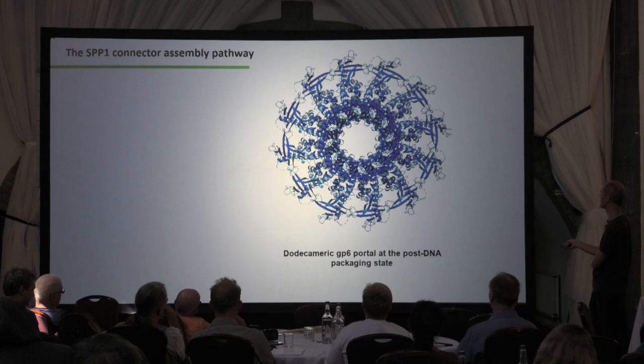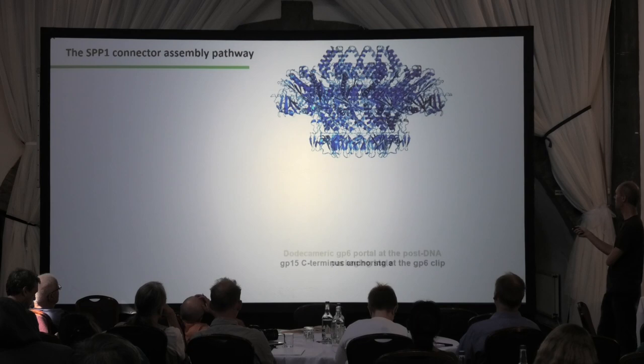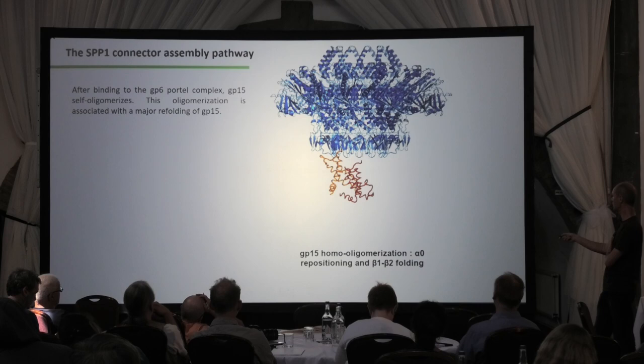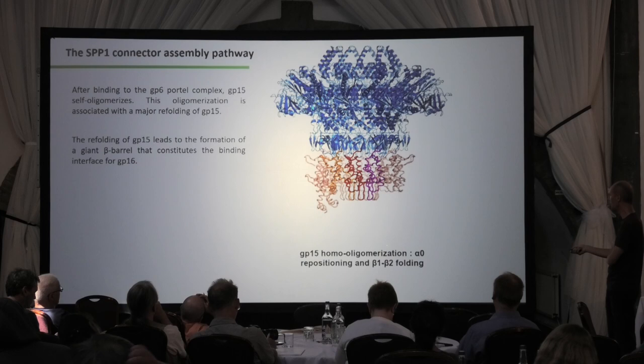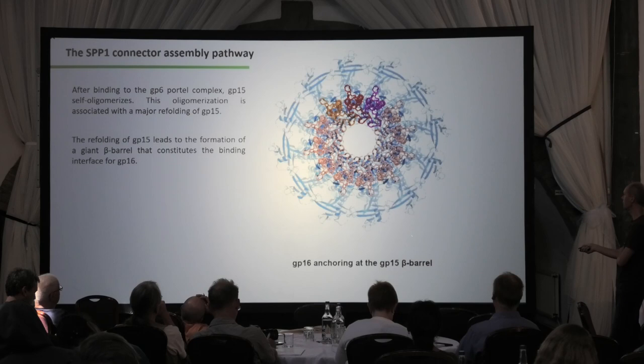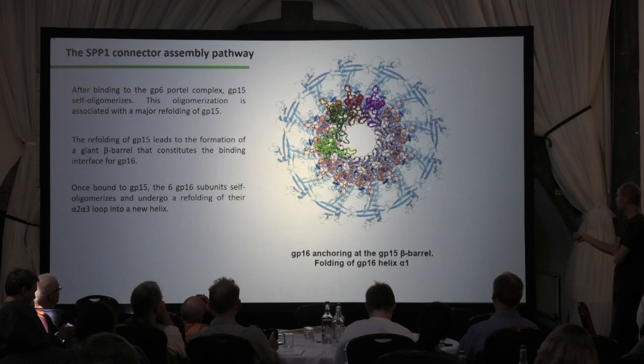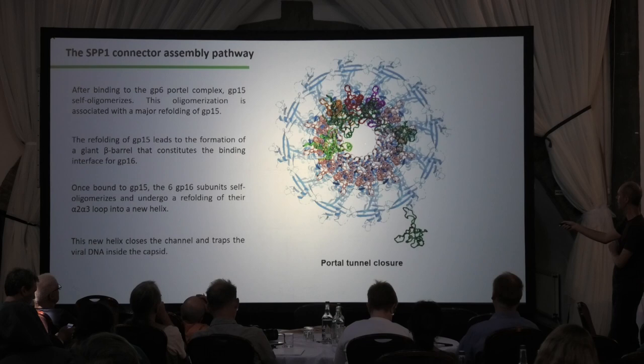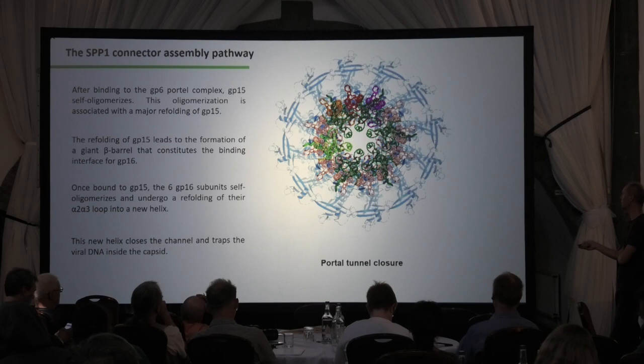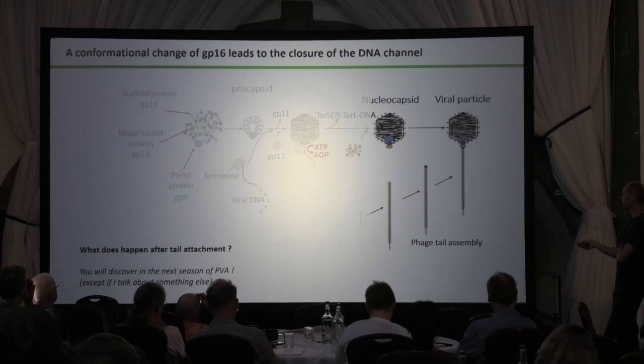So we start from the portal. We will first recruit GP15. Once we have several GP15 subunits that are recruited, they will undergo the conformational change. So we have the beta barrel formed, so the surface of interaction for GP16. So GP16 will be recruited. Once recruited, it will also start forming its helix. And finally, we will have the obturation of the channel and the trapping of the DNA inside the capsid. So it is the last step, in fact, because as I said, we are at the mature capsid stage.